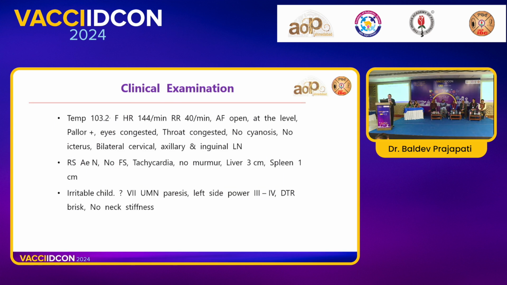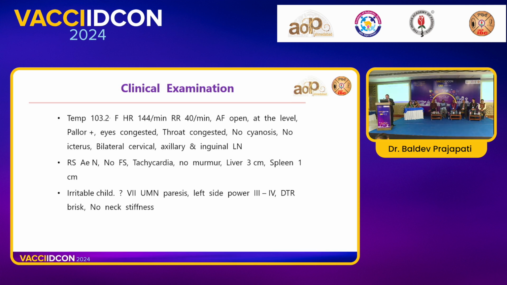Okay, sir, now on examination. In spite of all the antibiotics, 103 fever, mild tachycardia, tachypnea, AF was at level, pallor, eyes congested, axillary, inguinal, cervical, all lymph nodes. No murmur, irritable child. Now the child had a 7th nerve palsy, query, but definitely power was decreased on the left side and DTR were brisk and no neck effect.